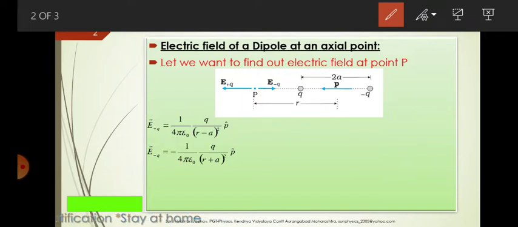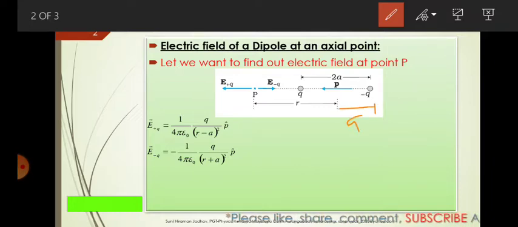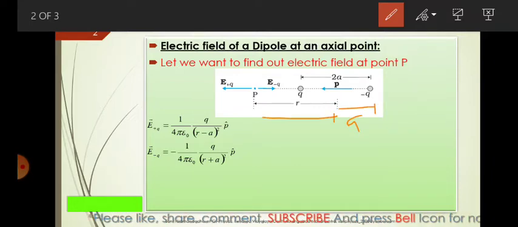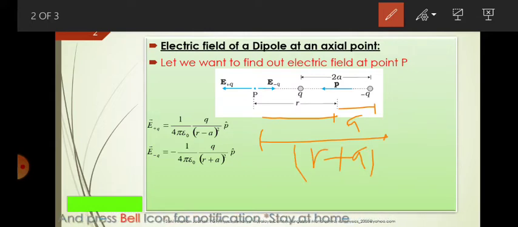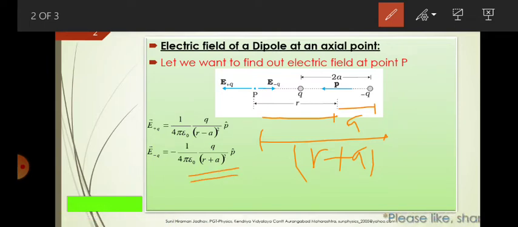This is the electric field of the minus charge. Now we can see in the diagram that this charge is again at a distance a from here. So this distance is a plus this a, therefore the total is r plus a. Now the distance of point P from the minus charge is r plus a. That's why we have taken here r plus a whole square.